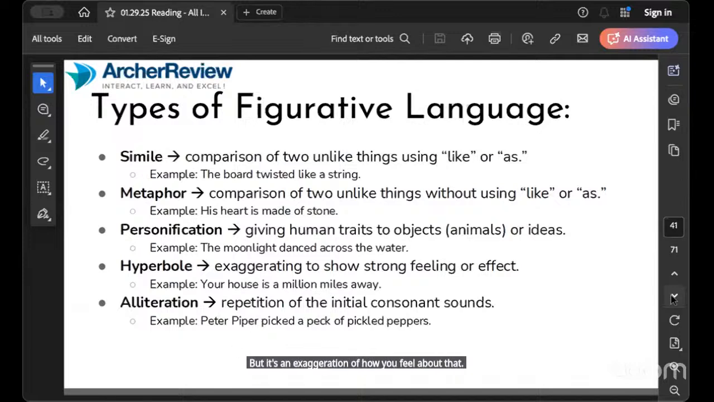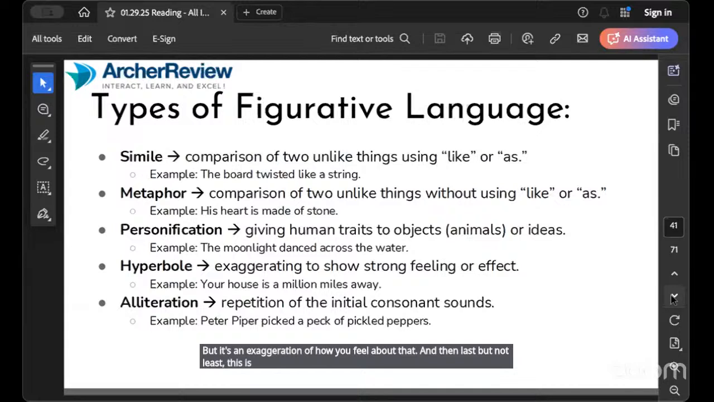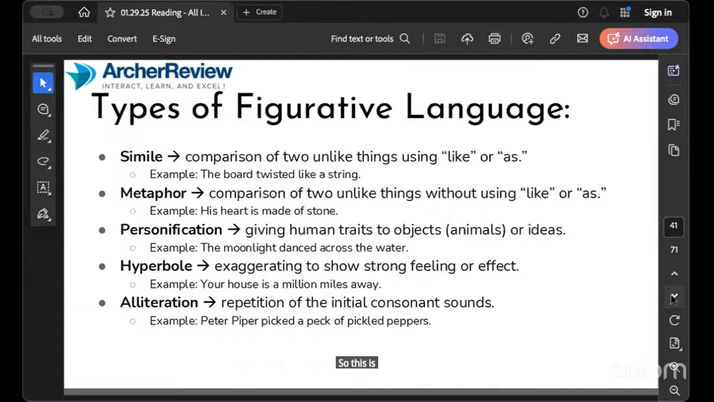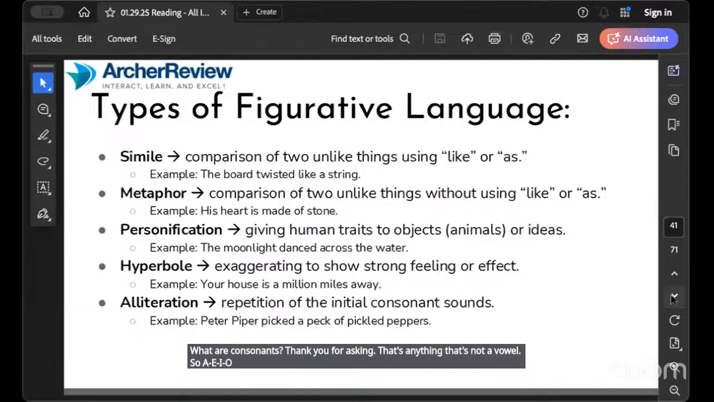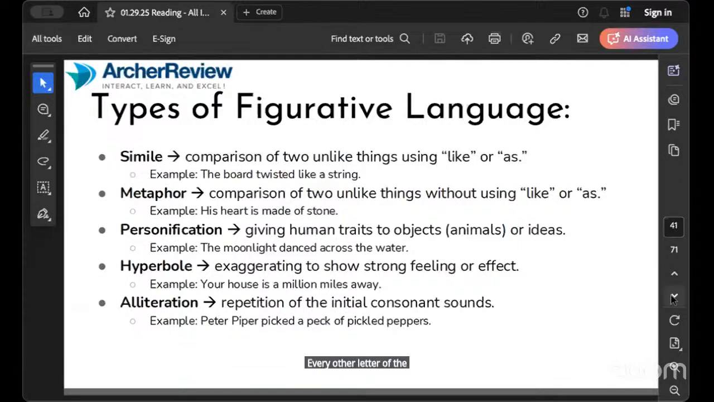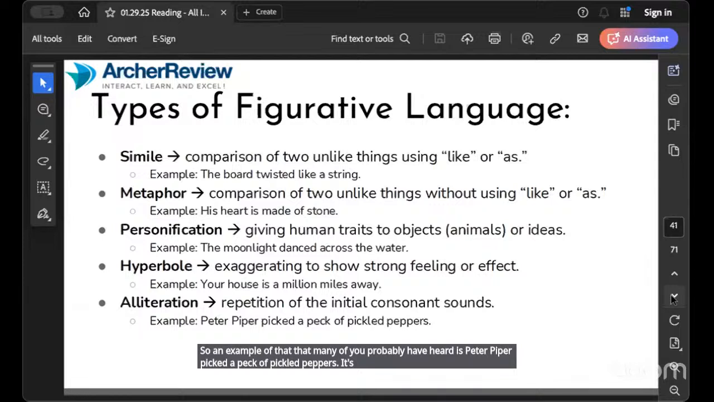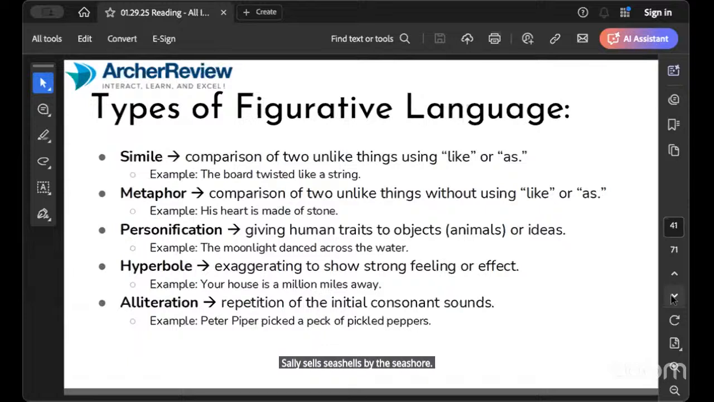And then last but not least, this is my favorite one, alliteration. This is where there's a repetition of the initial consonant sounds. What are consonants? Thank you for asking. That's anything that's not a vowel. So A, E, I, O, U, those are vowels. Every other letter of the alphabet, B, C, D, those are consonants. An example that many of you have probably heard is Peter Piper picked a peck of pickled peppers. It's that constant repeat of the P. Sally sells seashells by the seashore. Again, that repetition of the consonant, the S.